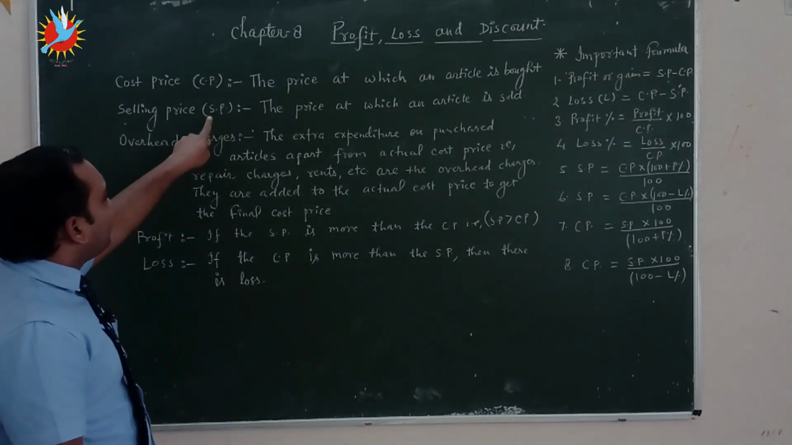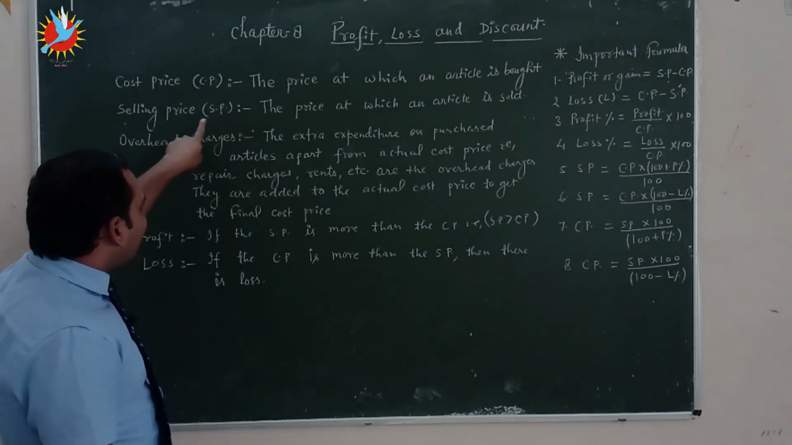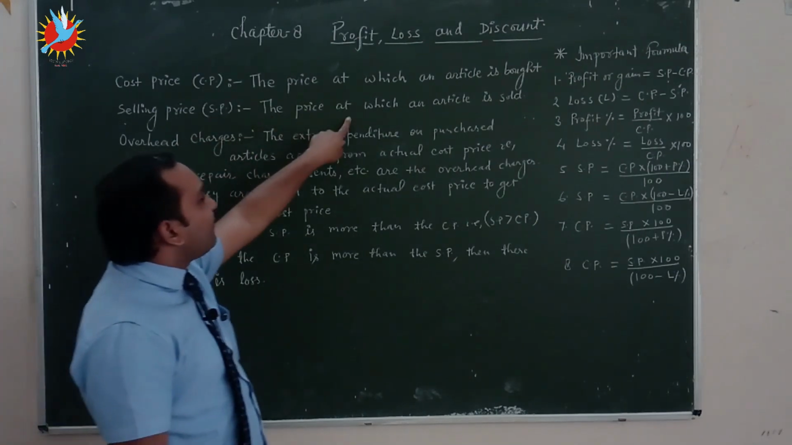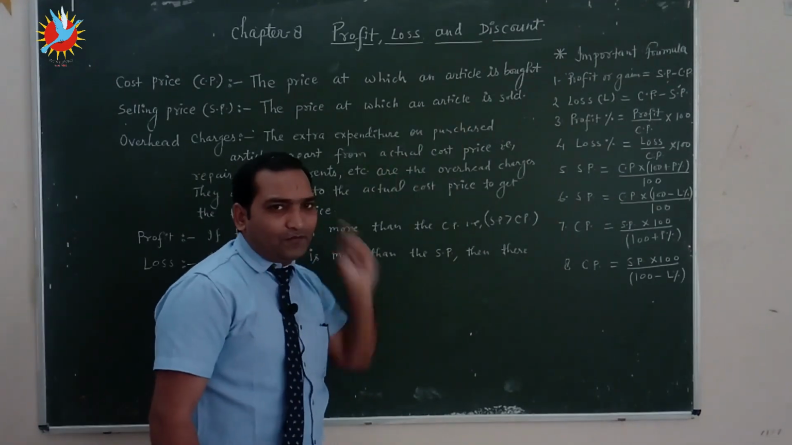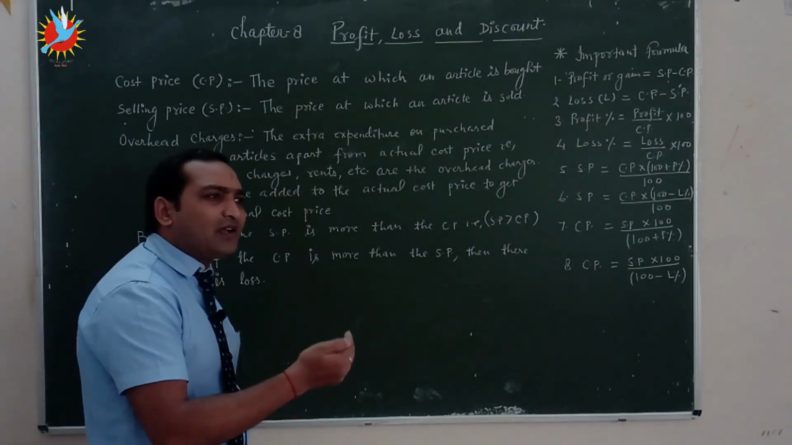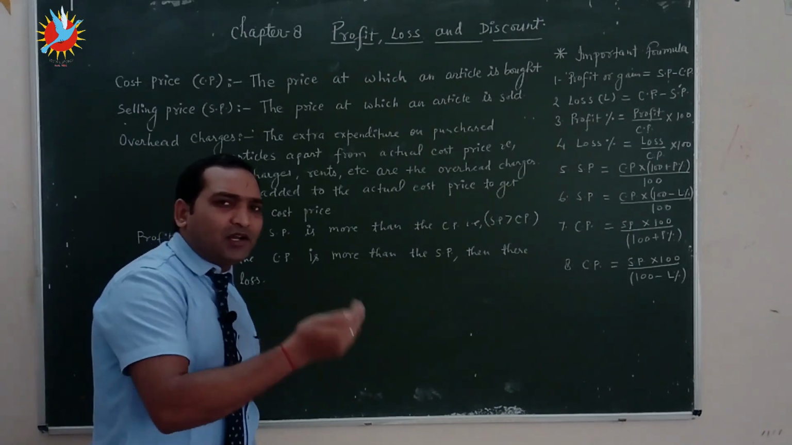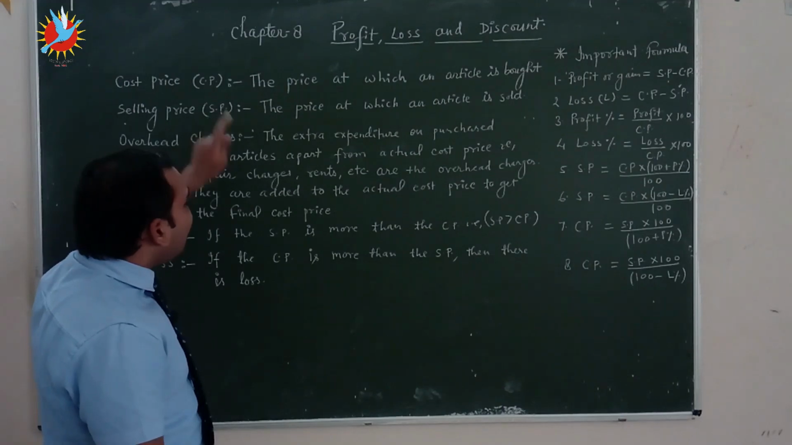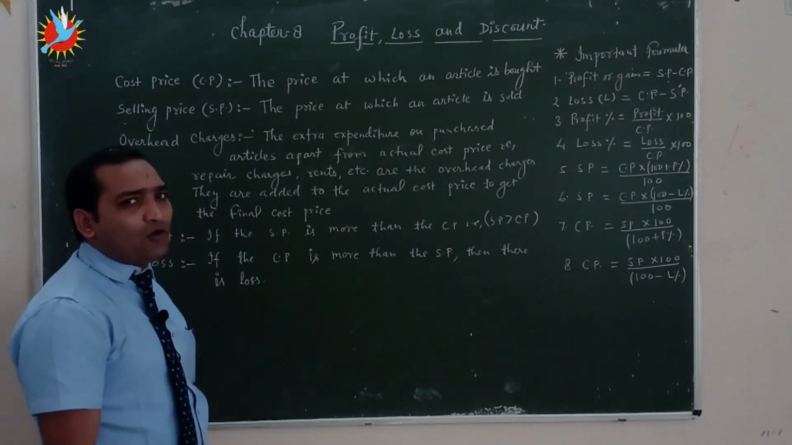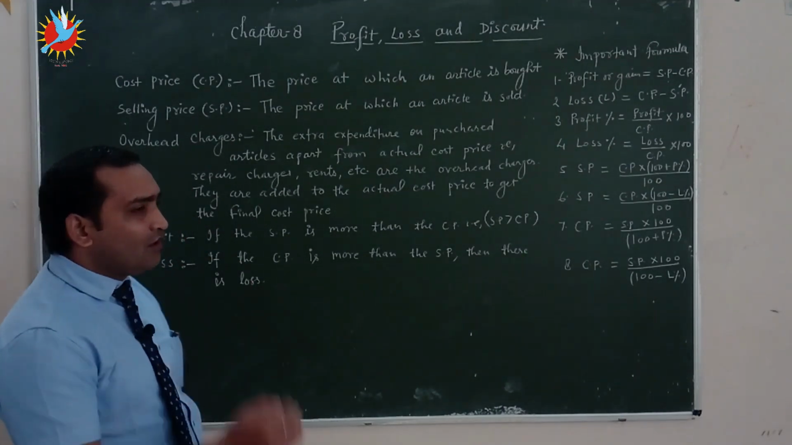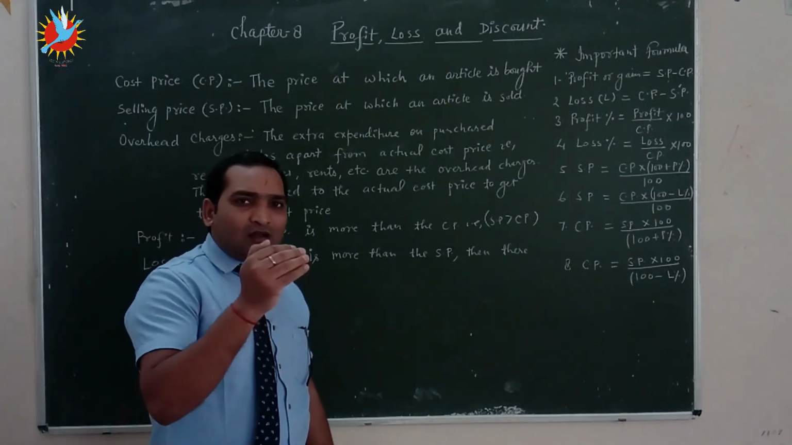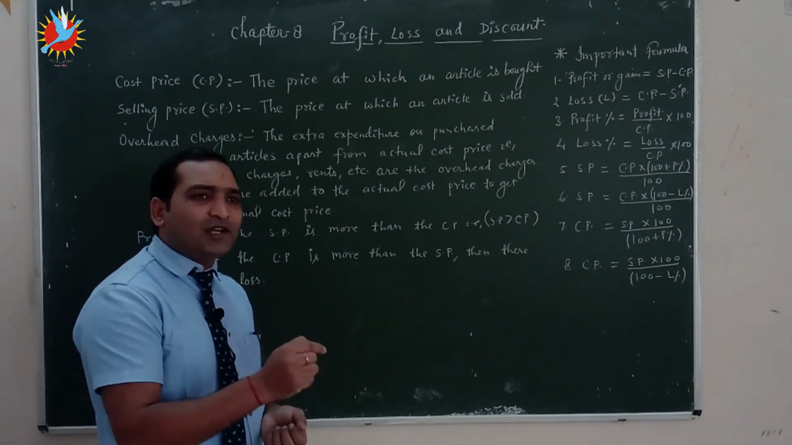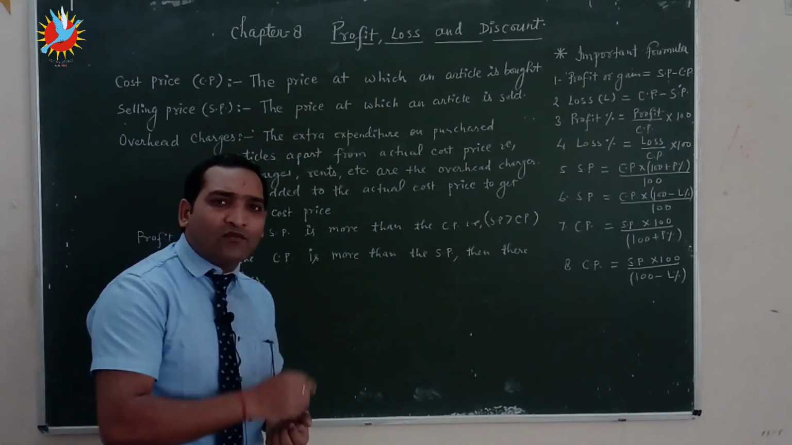Selling price is abbreviated as SP. Selling price is the price at which an article is sold. It means if we sell any article for a certain amount of money, that is called the selling price of that object. For example, we purchase a cell phone for 10,000 rupees, so 10,000 is the cost price of the cell phone.